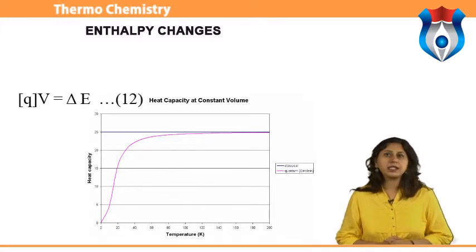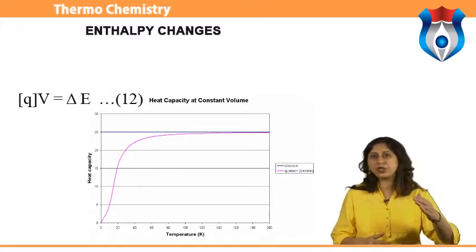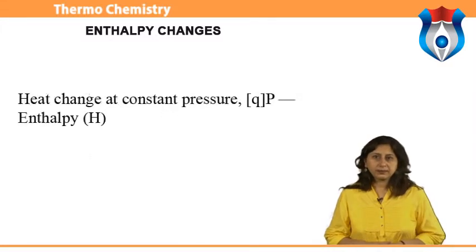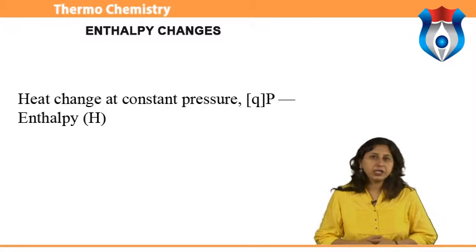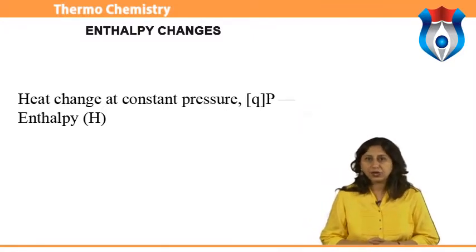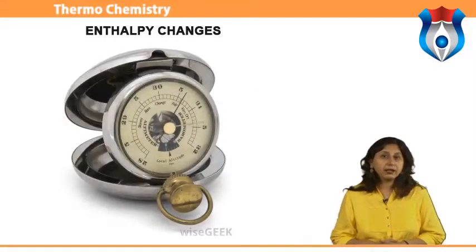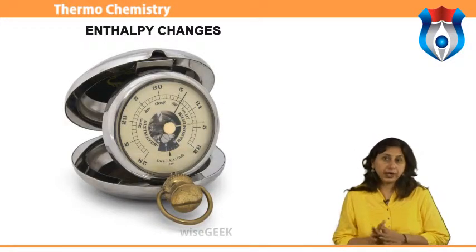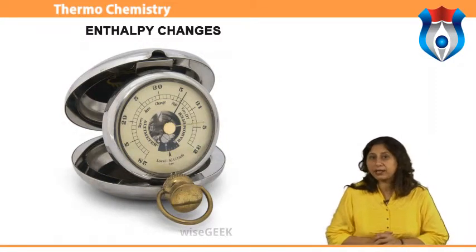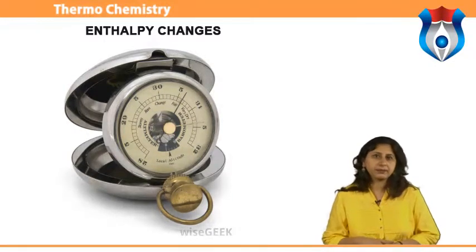Thus, at constant volume, the heat absorbed is equal to the increase in energy of the system during the process. Heat change at constant pressure, Q_P, enthalpy H. Several chemical and physical processes generally occur at constant pressure rather than at constant volume, since most of the reactions are carried out in an open system instead of in a closed system.